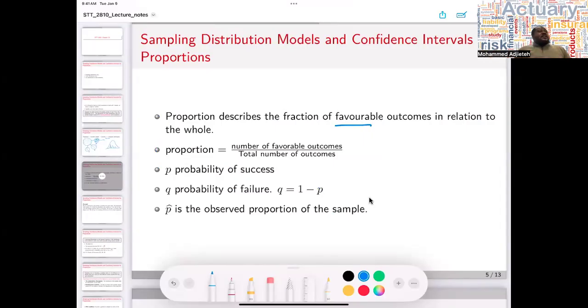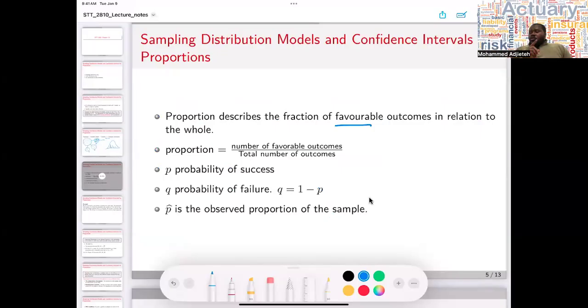Does that make sense? If I'm interested in the number of people with green eyes in this class, the students with green eyes, they are my success. And so their proportion is the number of students with green eyes divided by the number of people in the sample. So that is proportion.